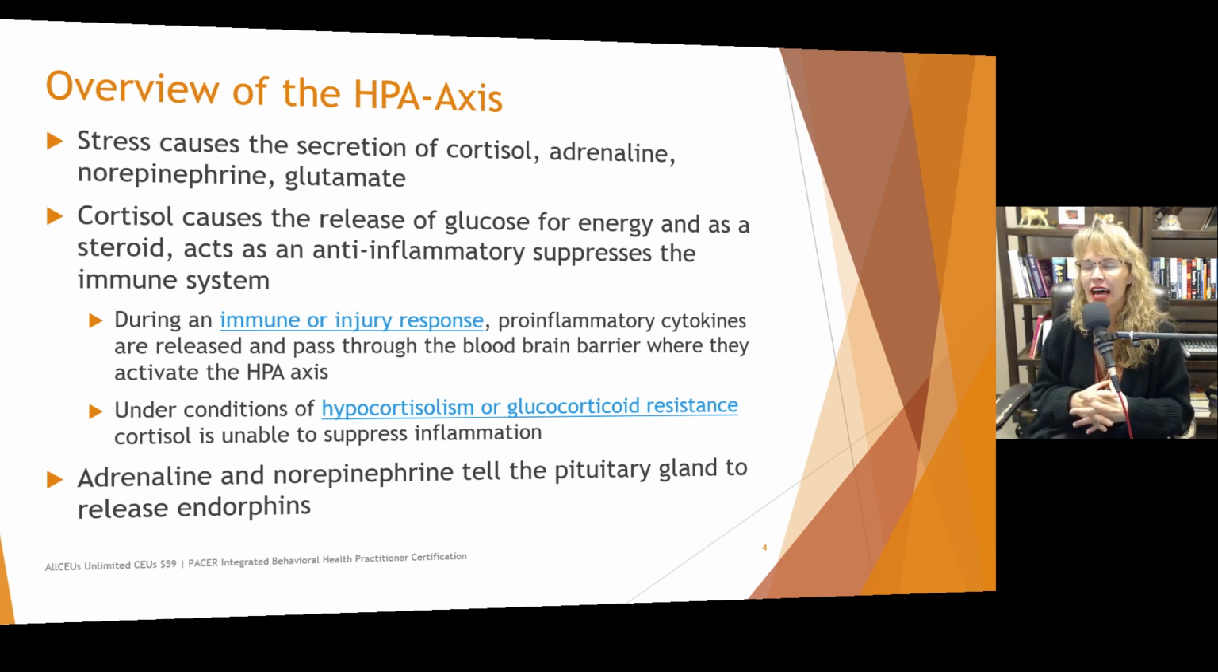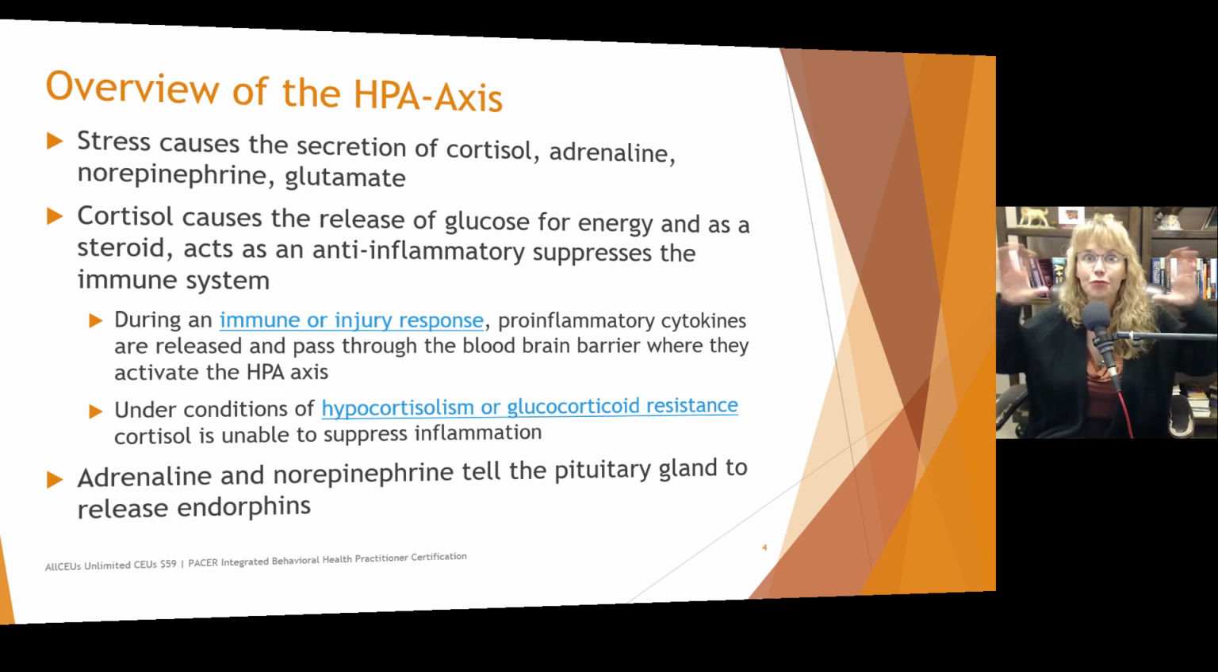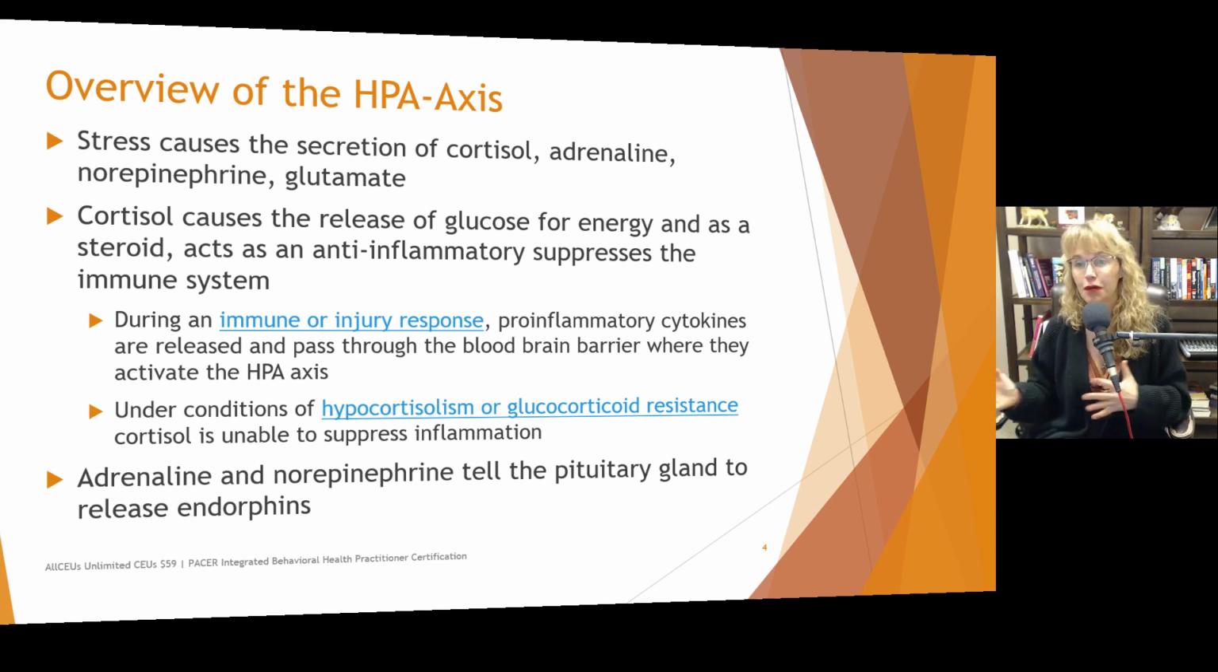So one of the things that we need to look at when we're evaluating people is the status of their HPA axis and whether they may be in the process of developing glucocorticoid resistance. One of the ways, or the main way, to restore this balance so cortisol can do its job is to help the person not constantly have that HPA axis activated. We've got to heal the HPA axis and help it go back to turning on and off like it's supposed to.